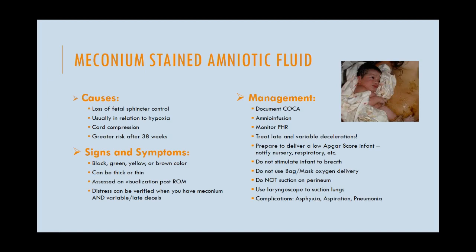If they're born vaginally, we don't want to suction them on the perineum. That means when the doctor uses that bulb syringe to suck out the mouth and the nose prior to delivery of the body, I don't want to do that, because that will actually stimulate them to breathe. We use a laryngoscope to suction out the lungs instead. So that's a piece of equipment that your nursery nurse and your respiratory therapist would want to have ready.